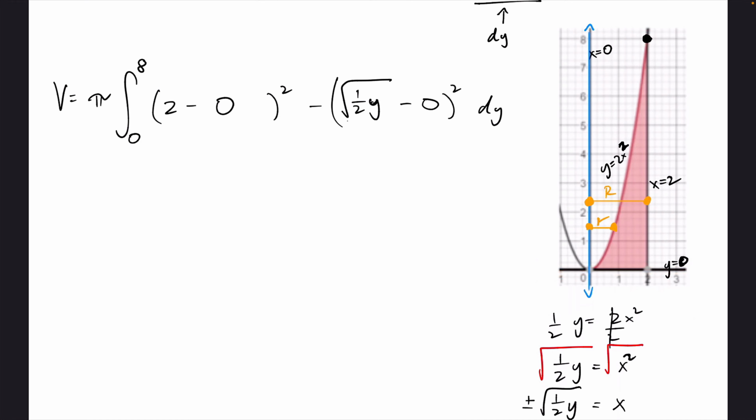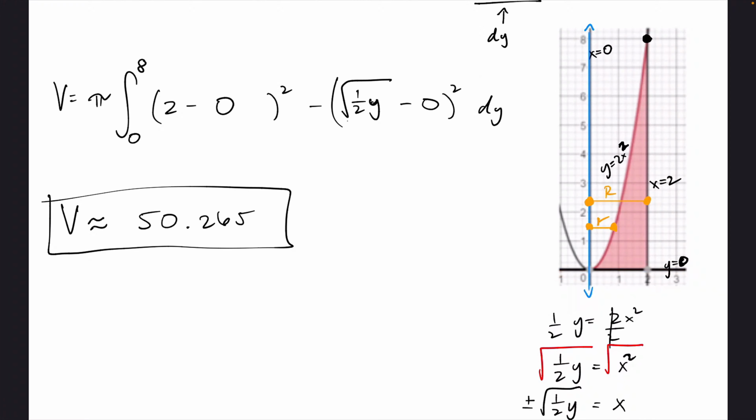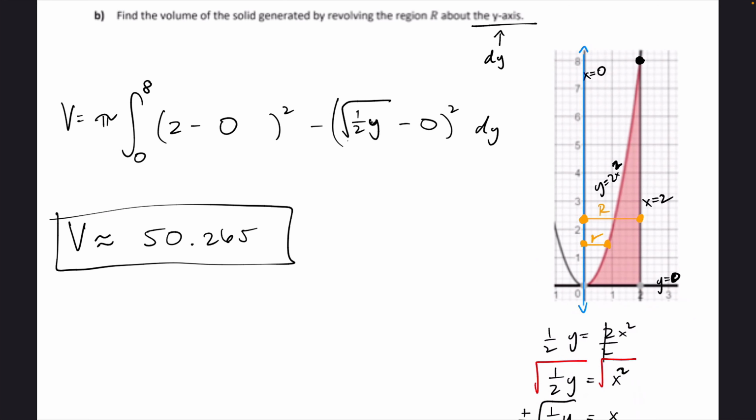Calculator. And hopefully you get 50.265. That's the volume if the shaded part revolved around that blue line. It kind of creates a big bowl, or like a vase, however you say it.